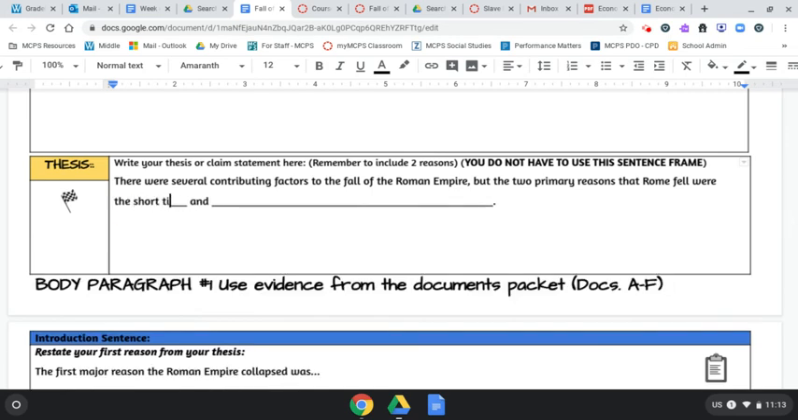Actually, let's reword it. Let's say the two primary reasons Rome fell were the lack of stability with the Roman leadership, or say Roman emperors. How about that? You don't necessarily have to word it like that. You could say because of emperors being assassinated, because of emperors not being in charge for long. I'm going to say the lack of stability, meaning there's always a new guy in charge. That creates a lot of chaos, a lot of problems.